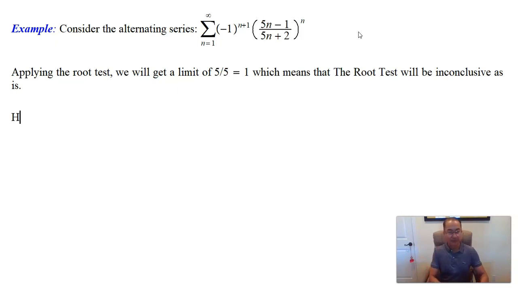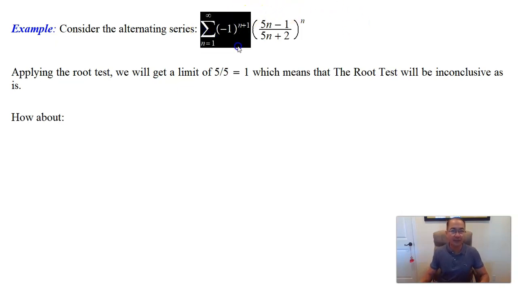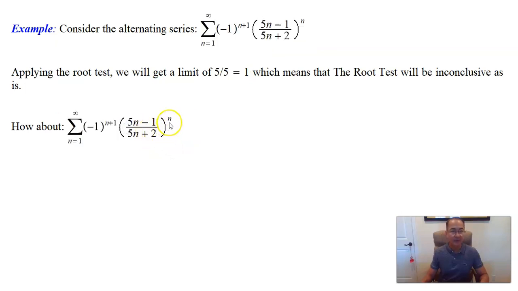Okay, so we're going to do something different. How about if we take our series, and instead of just to the power n, and by the way, it will still be 1 if I made that 2n or even 7n or 1 million n. However, what I'm going to do is I'm going to turn it into n squared.